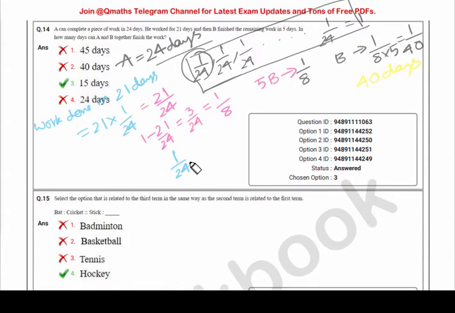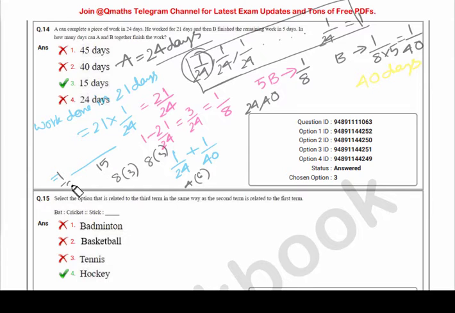1 by 24 plus 1 by 40. What does it become? LCM of 24 and 40. If you don't want to do it, just take something common. So 4 can be taken common, right? If you take 4 common, this becomes 6, this becomes 10. So even 8 can be taken common. So this becomes 3, this becomes 5. LCM of 5 and 3 is 15, right?